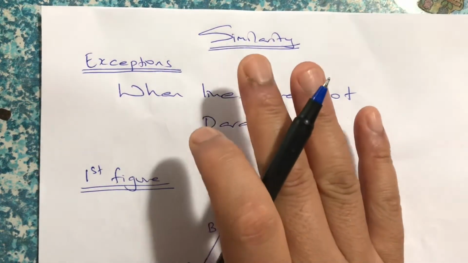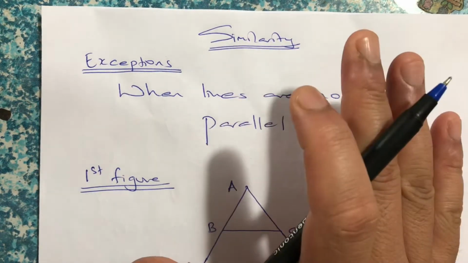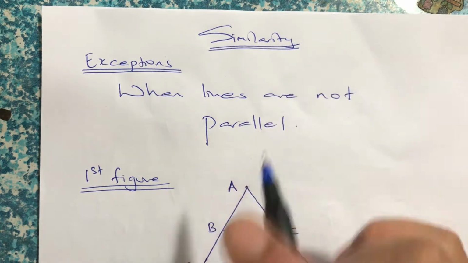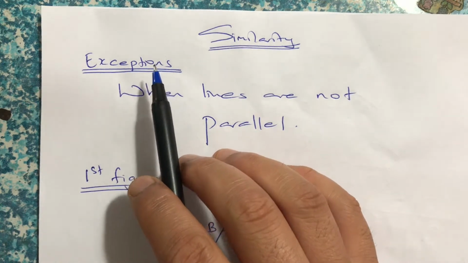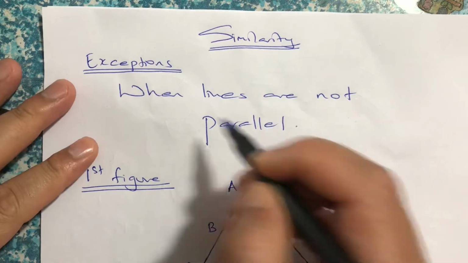Okay, now look at this. Okay, so we are continuing with similarity. So we have already done the trapezium and all. So now the next thing is an exception sum. So what happens when the lines are not parallel? So this is an exception.